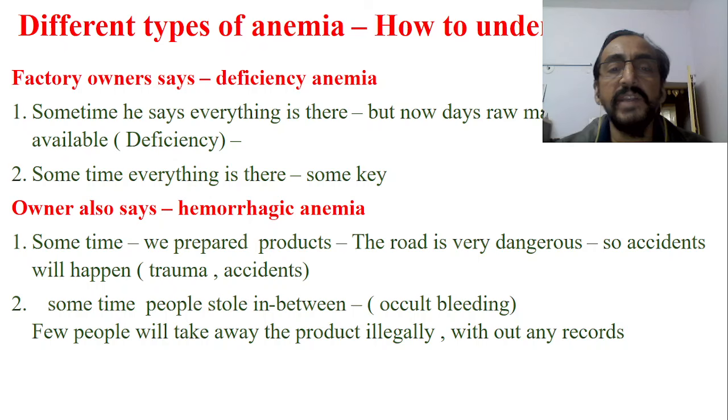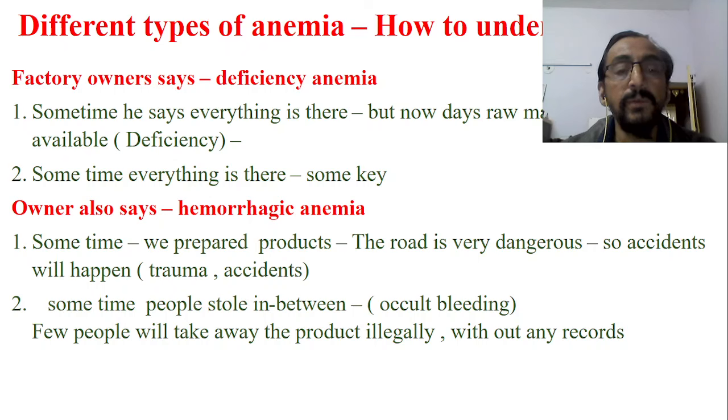Most of the time, hemorrhagic anemia may be because of trauma or accidents. Sometimes hemorrhagic anemia may also be because of occult causes. There may be some occult bleeding, maybe because of worm infestation or some intestinal problems. And some of the problems where frank blood is lost from the body are trauma, internal bleeding, hematuria, and most commonly piles, hemorrhoids, and fistula in ano.